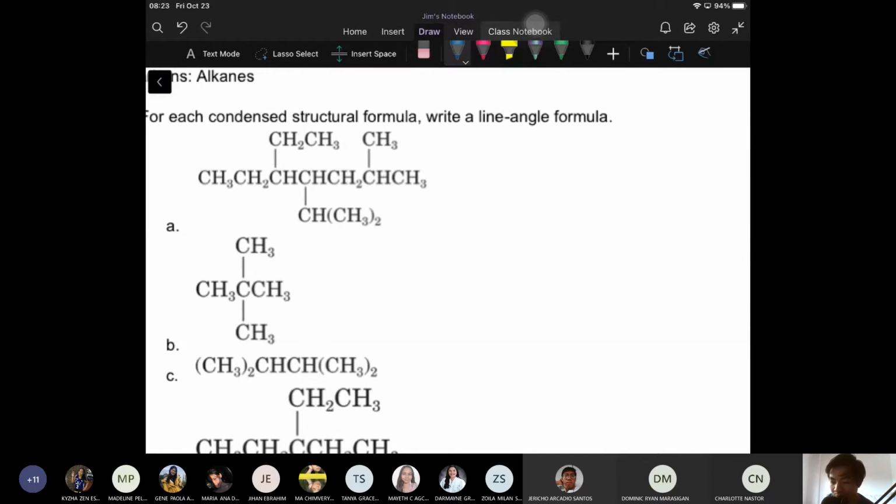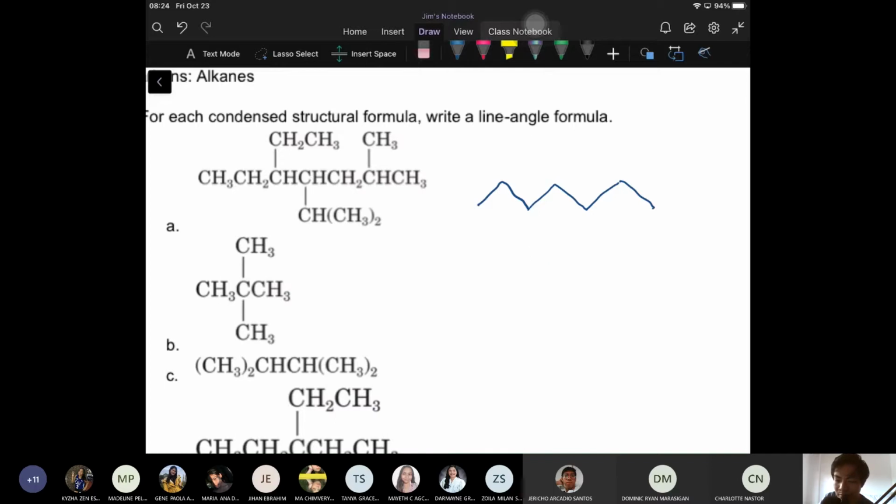I-draw mo yun as zigzag. 1, 2, 3, 4, 5, 6, 7. Okay? So, ito na yung line na yan. Zigzag, zigzag. Ayan. On the third carbon, 1, 2, 3, may nakadugtong na CH2, CH3. Sa third carbon, may nakadugtong na CH2, CH3. So, ito yung third carbon. CH2, CH3. Okay?